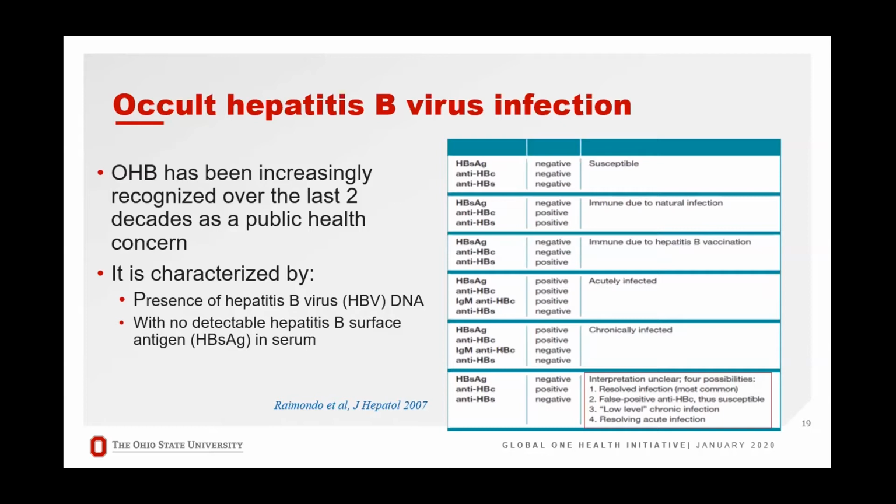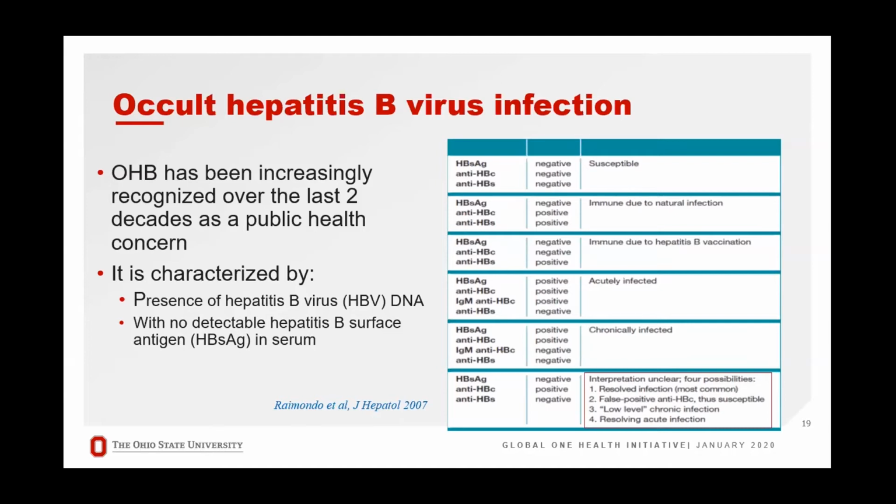So if we look at the interpretation of serological tests for hepatitis B virus, if the hepatitis B virus surface antigen is negative, anti-hepatitis B virus core is positive and anti-hepatitis B virus surface is negative, there could be different possibilities for interpretation, and among them, low level or chronic infection due to hepatitis B virus could be one of the reasons for this kind of result, having anti-hepatitis B virus core positive but negative for anti-hepatitis B virus surface and hepatitis B virus surface antigen.